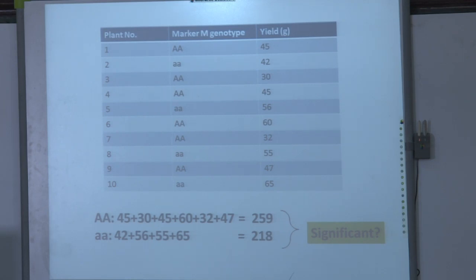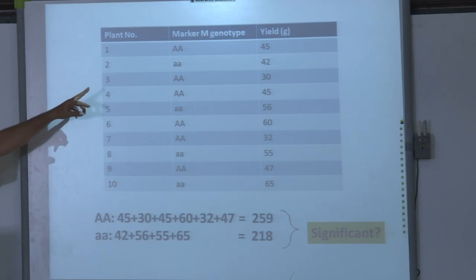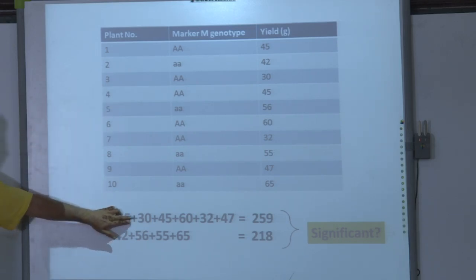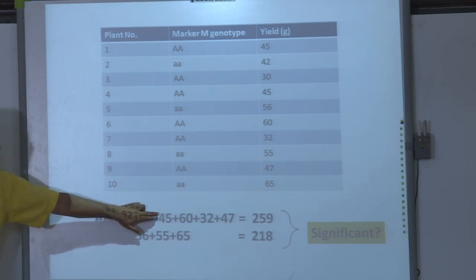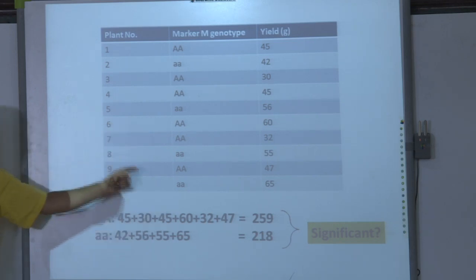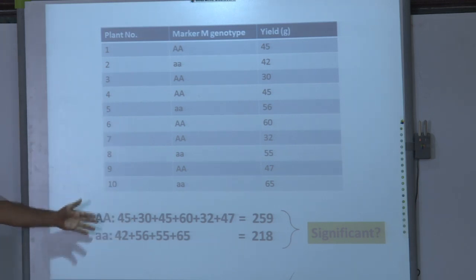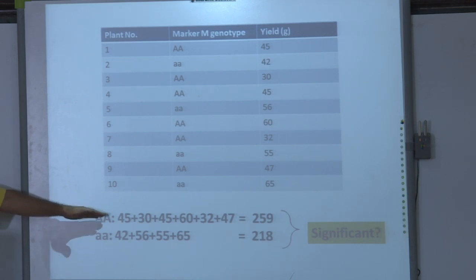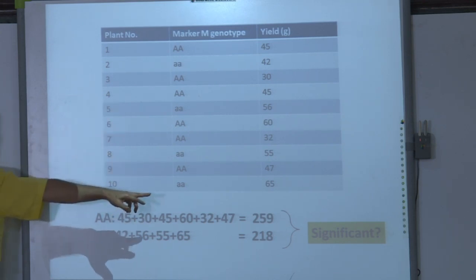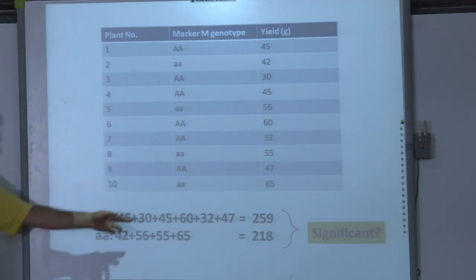According to our principle, first I have to make groups. So I will make a group of all AA plants: AA 45, next AA 30, next AA 45, next AA 60, next AA 47. Out of these 10, how many plants are there? 6 plants have genotype capital A. You take them and make a total. Similarly, you take the other genotype and take out their total.